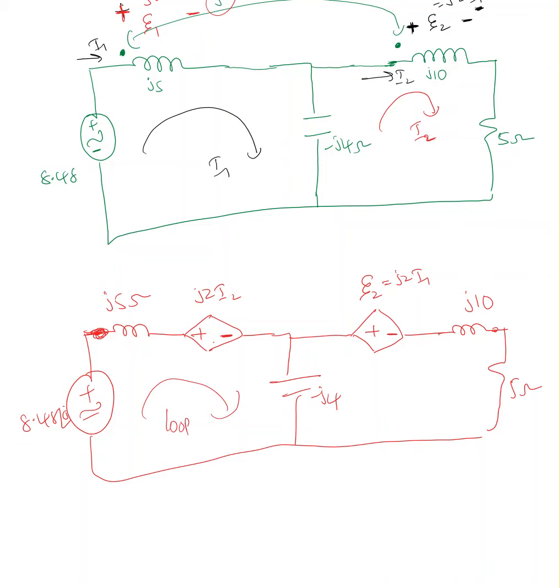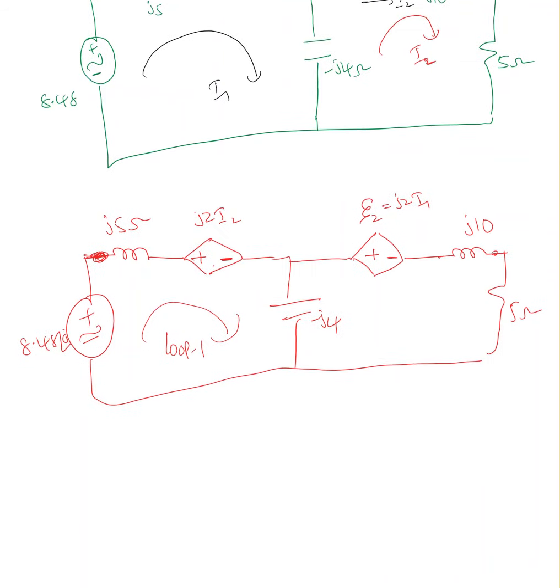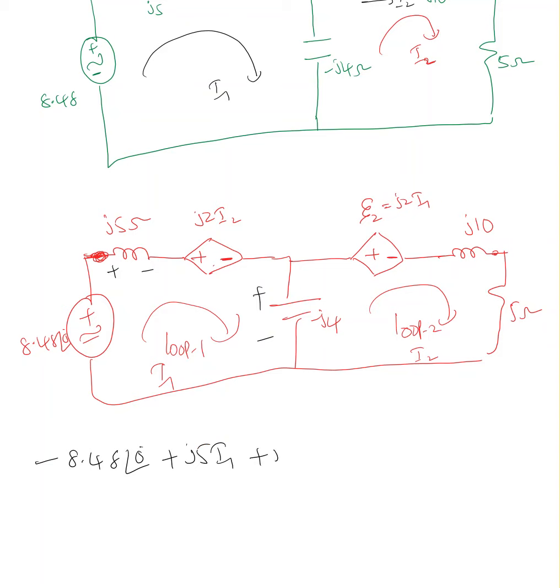So here is my loop 1. I'm going to take that as I1, loop 2, I2. If I take loop 1, I1, so plus and minus, it's already given. So minus 8.48 at an angle of 0 plus J5 I1 plus J2 I2 plus minus J4 times I1 minus I2 equal to 0. This is my first equation.